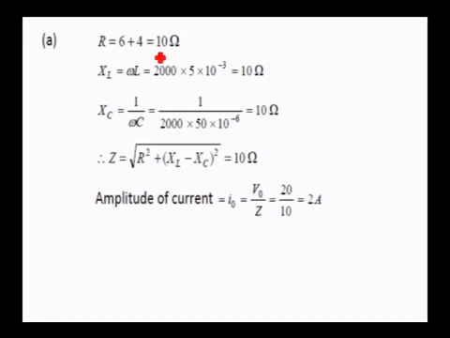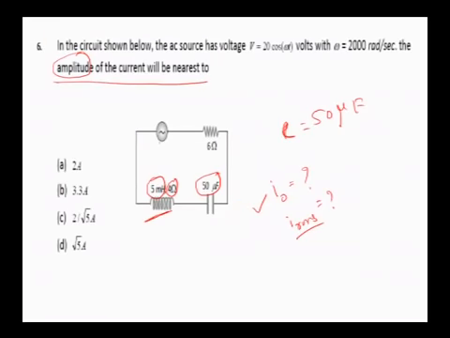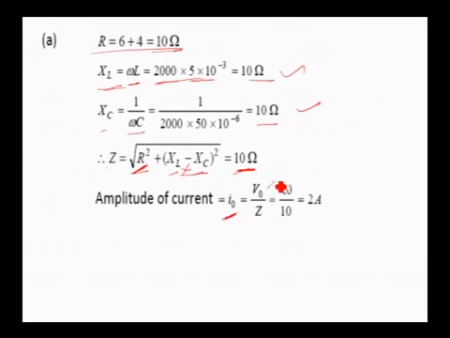Now, the R value is 10 ohm. For the impedance formula, XL is ωL, where ω is 2000 and L is 5 millihenry, giving 10 ohm. XC is 1/ωC, and you get 10 ohm. XL and XC both will be equal here. These two are the same, so these two get cancelled. The only remaining thing is R, which is 10. The amplitude is the maximum value, that is V naught by Z. We know what V naught is here. V naught is how much? 20, the peak value. Then it is V naught divided by Z. 20 by 10 is 2 ampere.